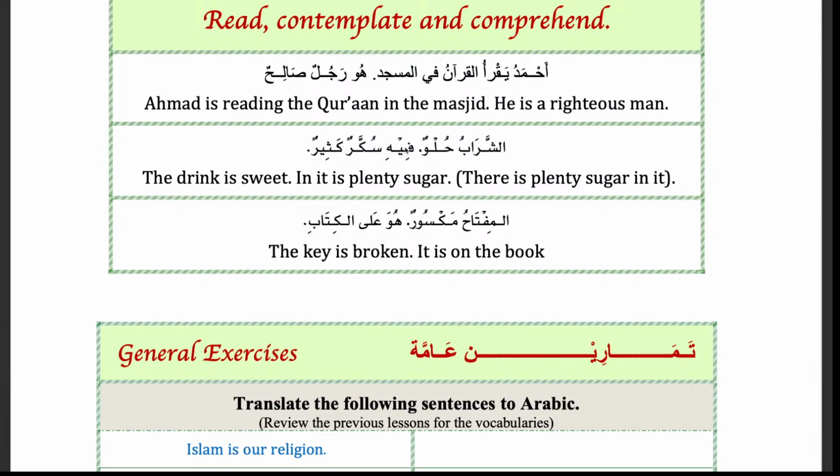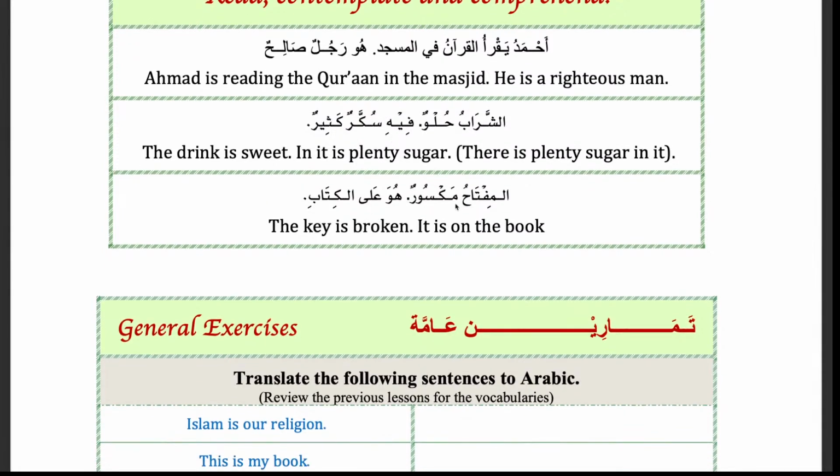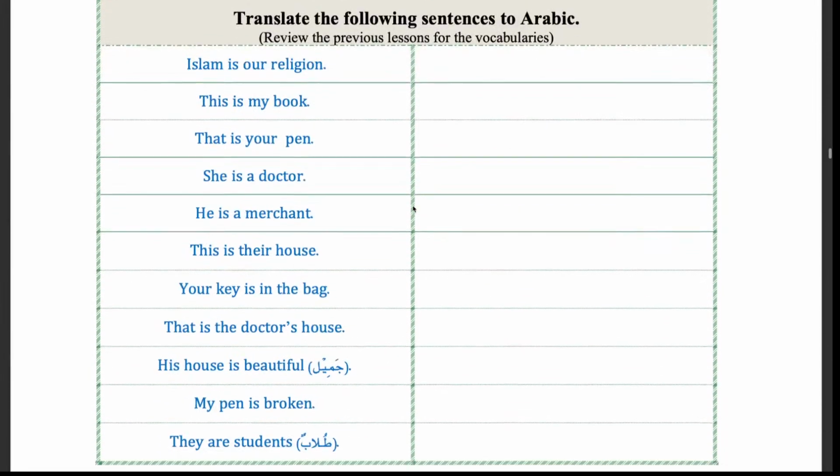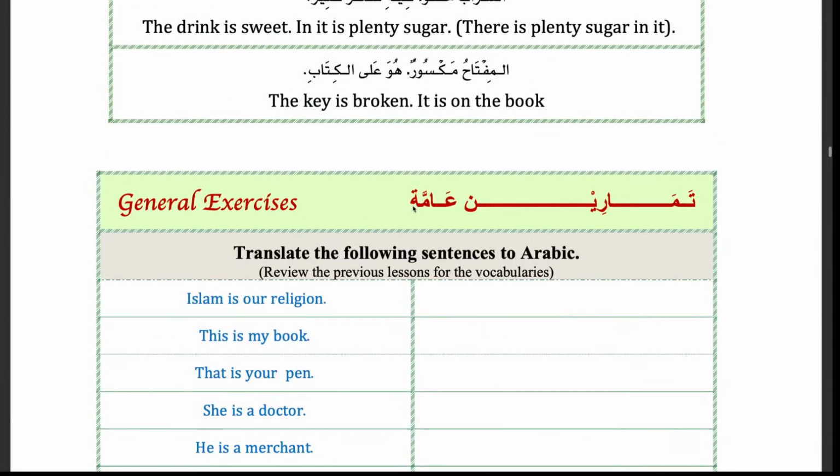So the 'hi' here is referring to the drink, right? In it. Fihi. Now why do you say fihi and not fihu? For easy pronunciation, right? Fihi and not fihu for easy pronunciation. Al-miftahu maksurun. The key is broken. Huwa ala al-kitabi. It is on the book. We have a little exercise here, going to be for homework, inshallah.